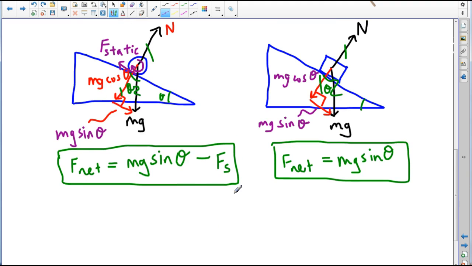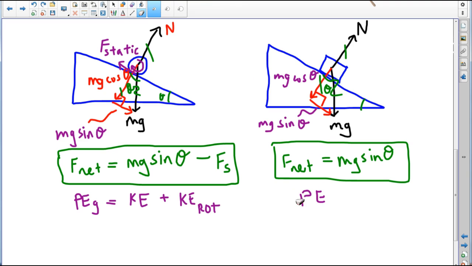And my challenge to you, remember what we said when the object is rotating, the PEG is converted into translational KE and rotational KE. If there is no rotating, the PEG simply converts or transforms into translational kinetic energy. Maybe I should give that a T. Translational.